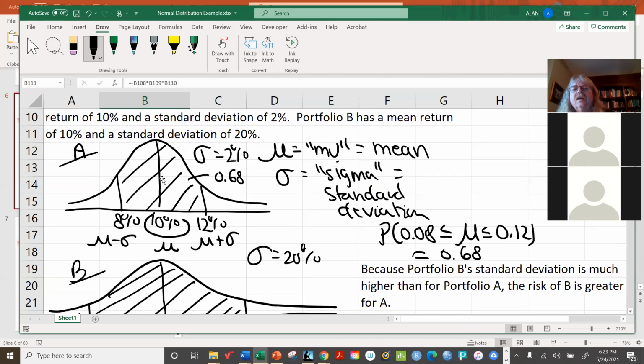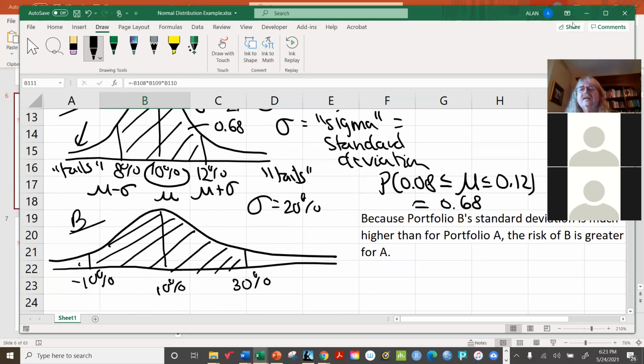Okay, so in other words, the bell-shaped curve has this special shape. It has a lot of area in the center, and it has a lot less area out here in the so-called tails. They're actually called tails, yes. And of course, the value at risk methodology is focused on this left tail down here, but right now we're just reviewing the normal distribution. So that's our portfolio A.